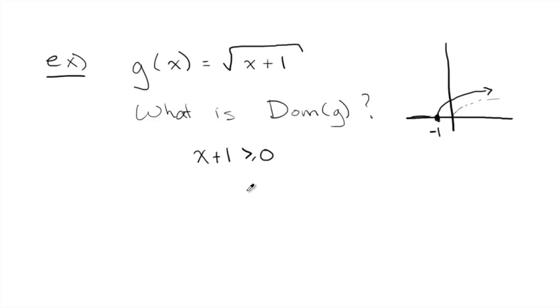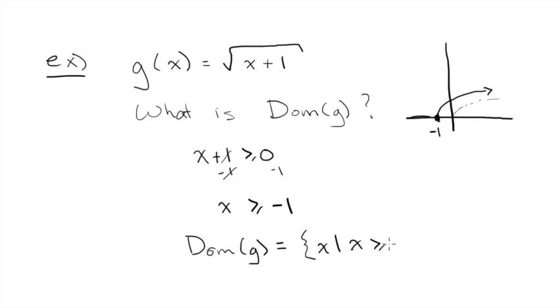Let me write it this way. If you solve this just like you would an equation, if you subtract 1 from both sides, the 1 and the negative 1 would cancel. You'd have x bigger than or equal to 0 minus 1, which is negative 1. So that means x must be bigger than or equal to negative 1, which is what we see in this graph. So therefore, the domain of g is equal to the set of all x such that x is bigger than or equal to negative 1.